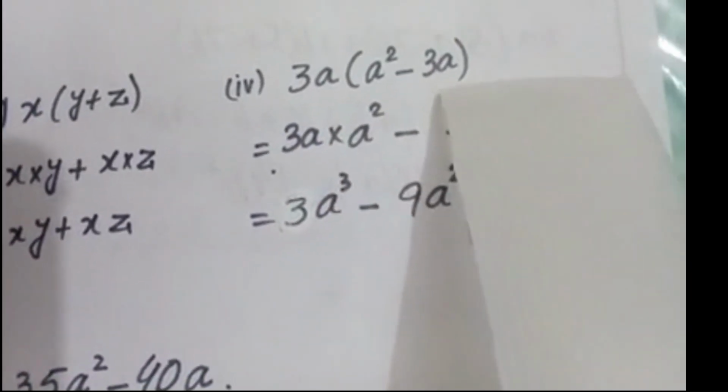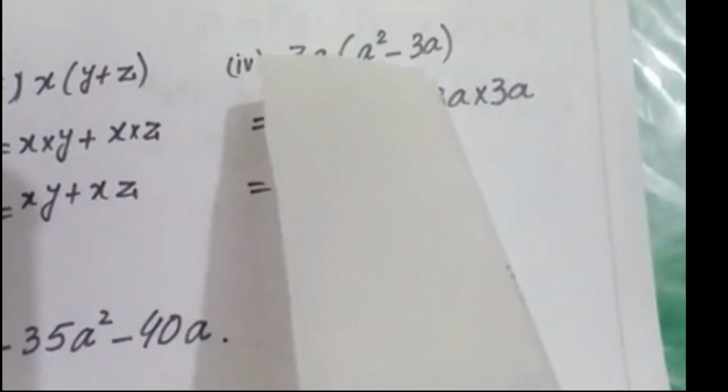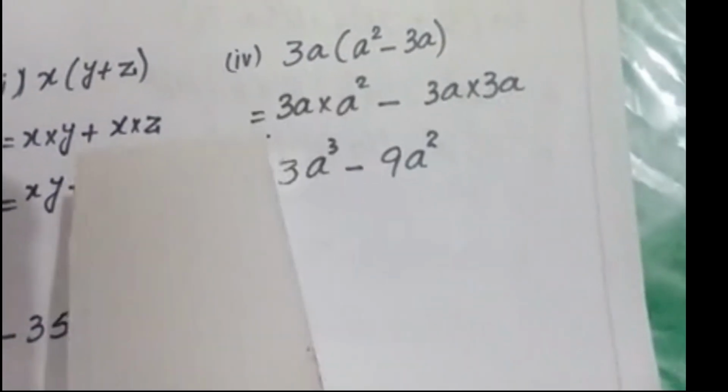3a into a square minus 3a. So 3a will be multiplied by the whole expression that is in the bracket. 3a will be multiplied by a square, so this will become 3a multiplied by a square. This middle minus sign will stay as it is, and then 3a will be multiplied by this 3a.